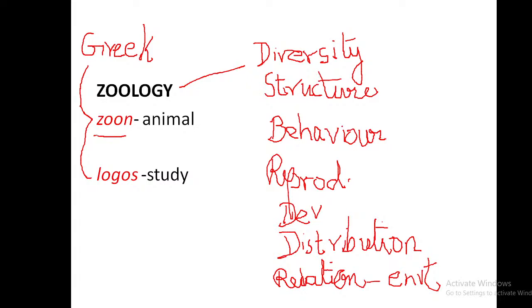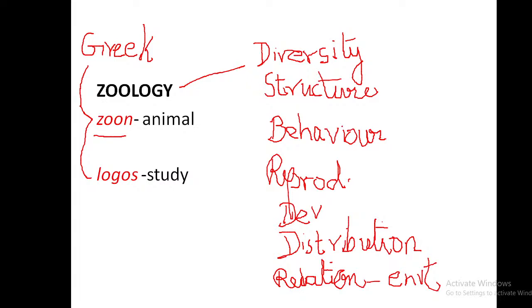Animal diversity, animal structure, behavior, how they reproduce, their development, distribution, and relationship with the environment: we study all of these. All of this together is what is called zoology. So when we say the study of animals, this is what we study about animals. That is what I have listed here.